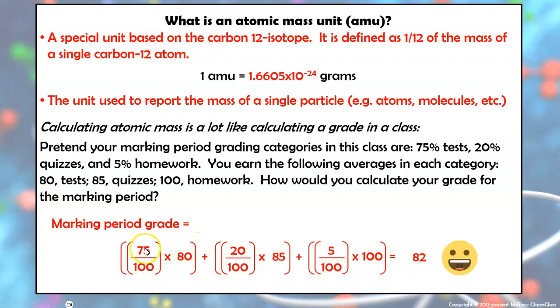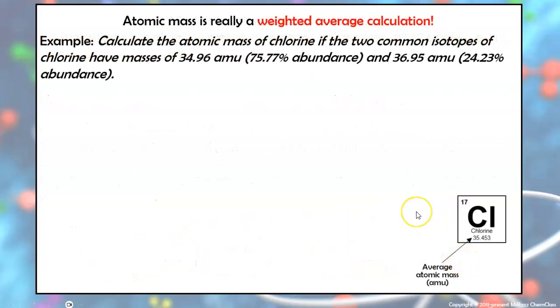Another way you can do this, you don't necessarily have to divide the number by 100. You can just take wherever the decimal is and move it 2 places. So the decimal would be here, and then you move it 1, 2, and that makes it the same thing as 75 divided by 100. All right, so that's how you calculate your grade.